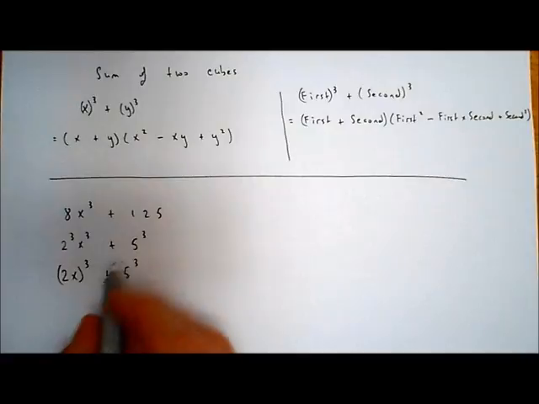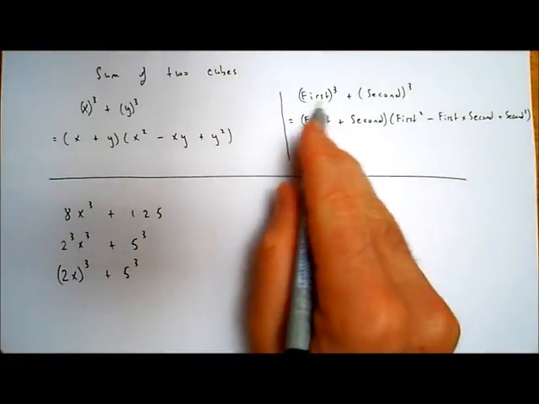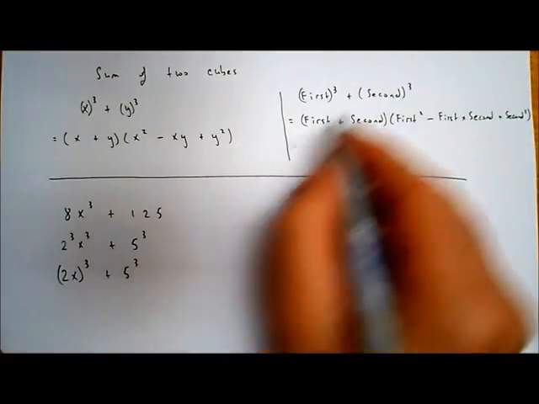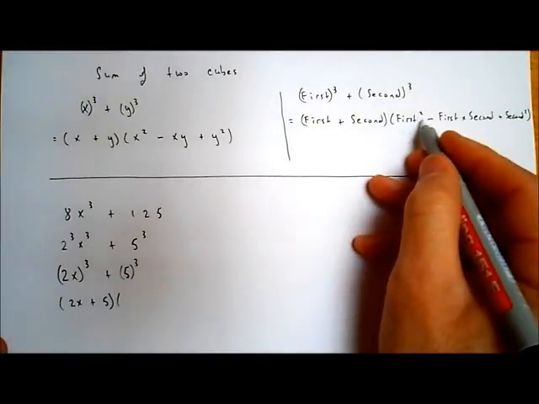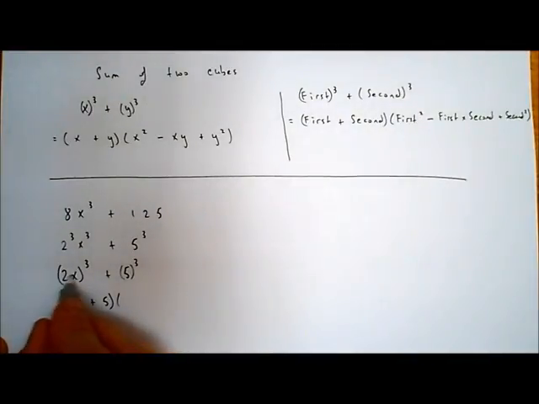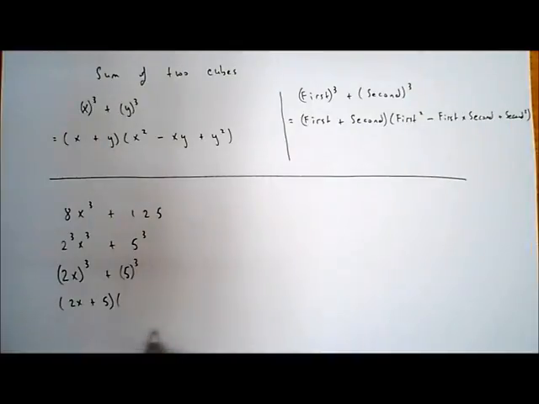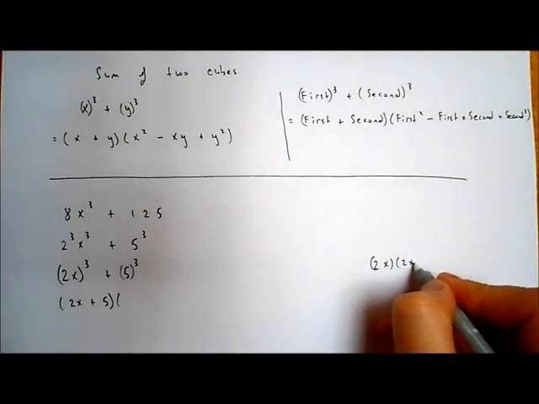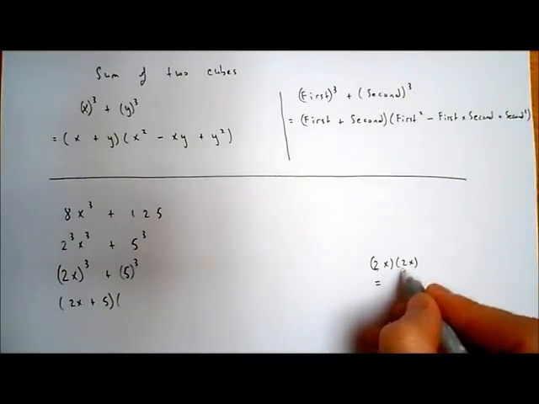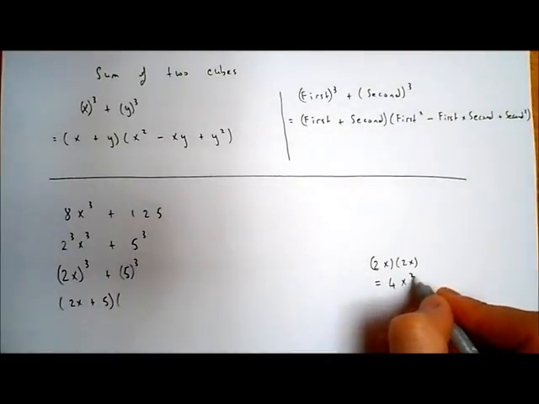So now our first is 2x, so 2x all to be cubed, and our second is 5, so I'll put that in brackets. And now I just fill into this. So it's just going to be the first plus the second. So 2x plus 5 multiplied by our first squared, so it's going to be 2x all to be squared. So 2x squared means 2x by 2x, so I'll do it over here. So 2x by 2x, which is, well, 2 by 2 gives 4, x by x is x squared.